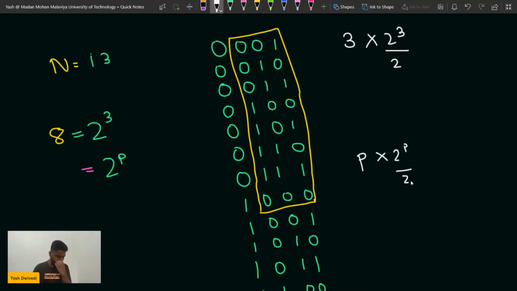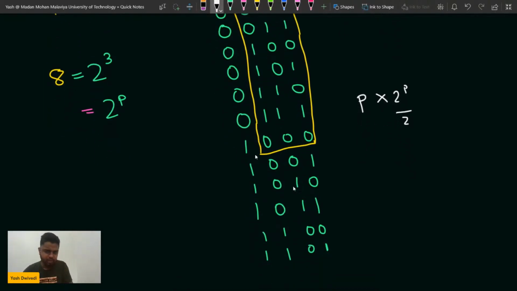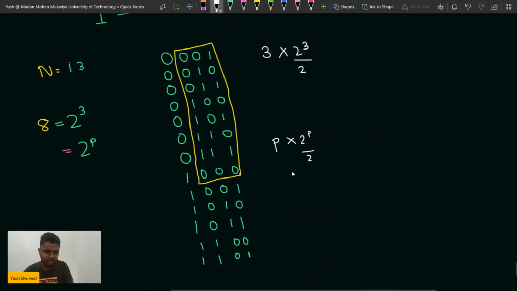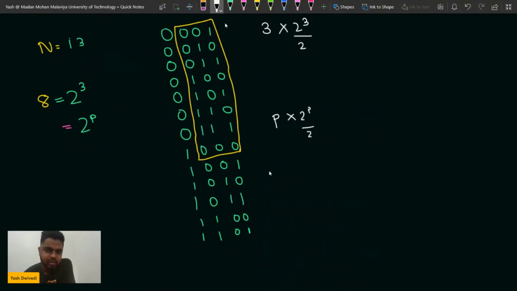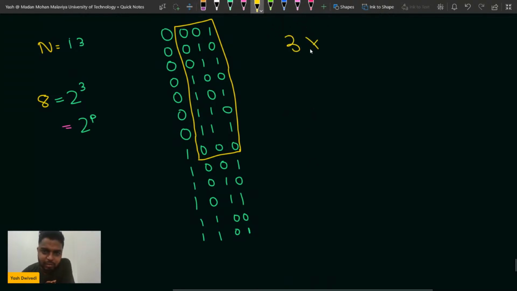Is this part clear to everyone? Please write yes or no in the chat. Is this much part clear? Now, if you see one more thing, this much point I think is clear. Again, I have written it using the same color, sorry for that. Just give me a second. So it is nothing but 3 into 2 to the power 3 divided by 2, that is nothing but p into 2 to the power p divided by 2, right?